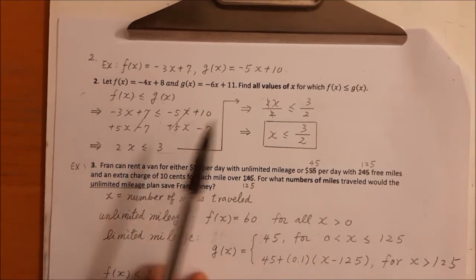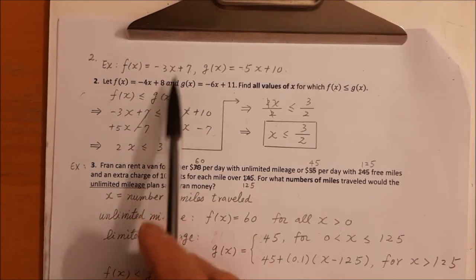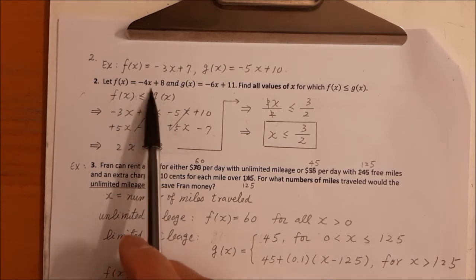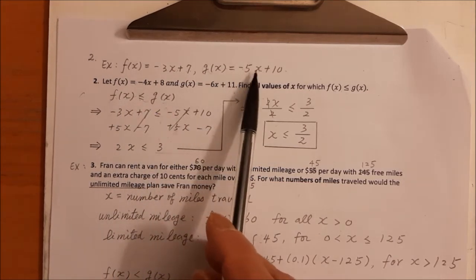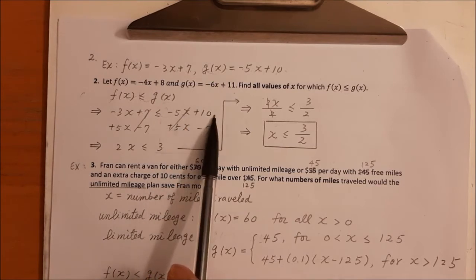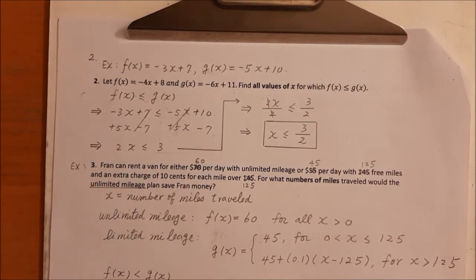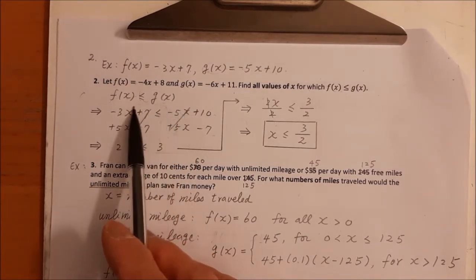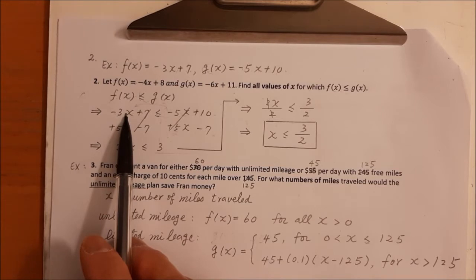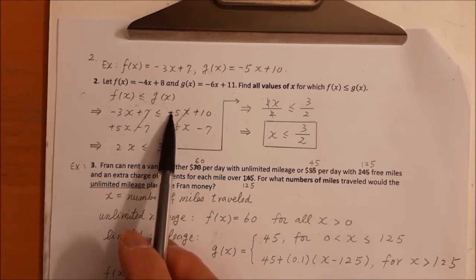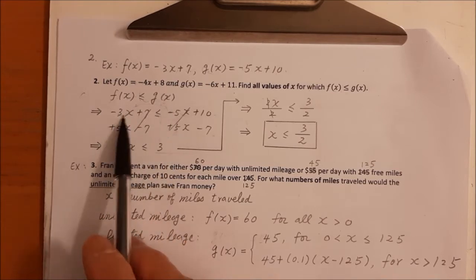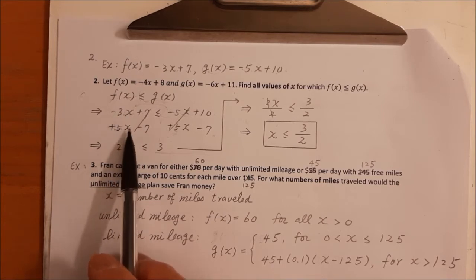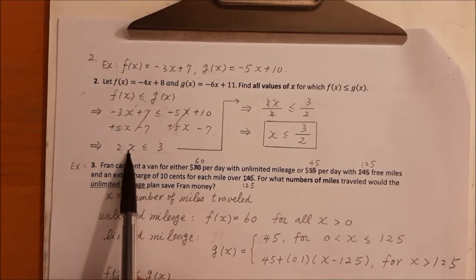So first of all, f of x is given as negative 3x plus 7, less than or equal to g of x, which is negative 5x plus 10. So we got this inequality. Then we make all the x terms on one side, all the constant terms on the other side. And this time I move negative 5x to the left-hand side, next to negative 3x, changing this negative to positive. Combined, negative 3x plus 5x is 2x.